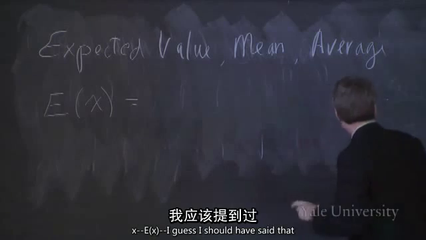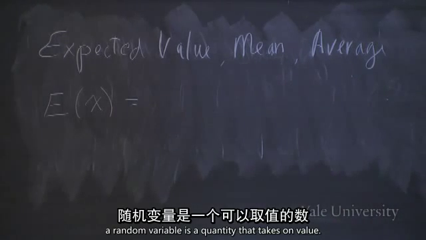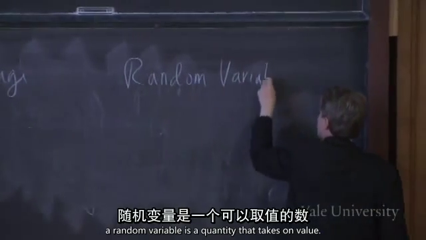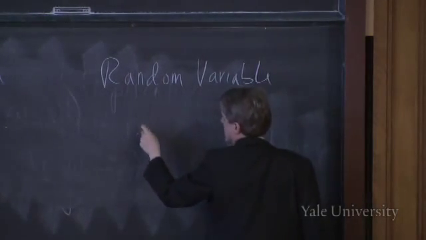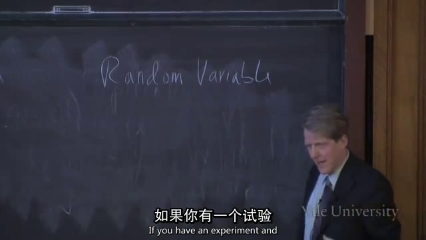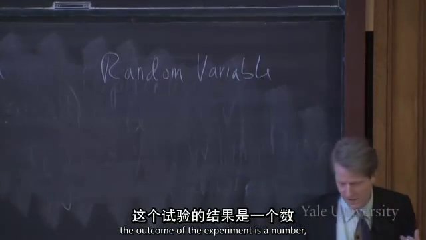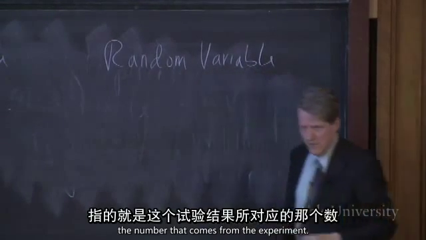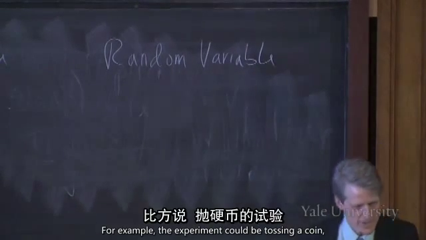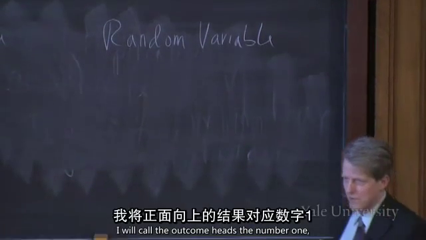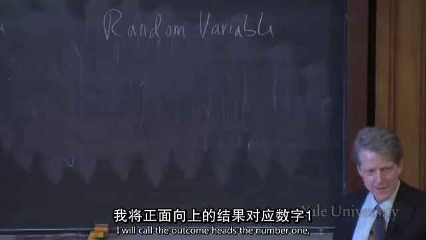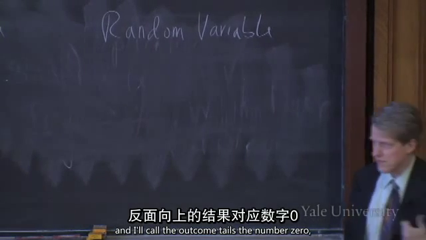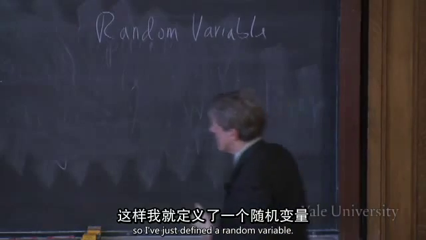I guess I should have said a random variable is a quantity that takes on a value. If you have an experiment and the outcome of the experiment is a number, then a random variable is that number which comes from the experiment. So for example, the experiment could be tossing a coin, and I will call the outcome heads the number 1, and I'll call the outcome tails the number 0. So I've just defined a random variable.